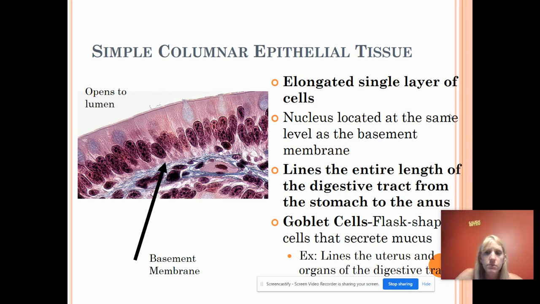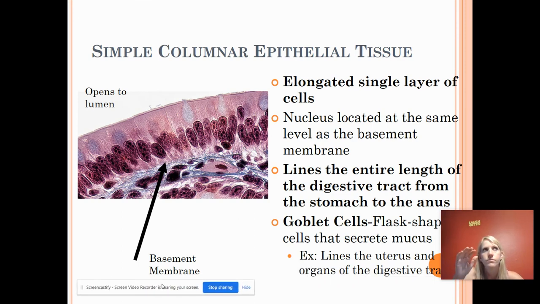Like in the digestive system, they move along your food so it doesn't get trapped, so it doesn't get stuck, or like your uterus, it moves along the egg, so it needs to go where it needs to go. So it adds like a transportation, helps things move. So here again, opens to lumen. Here would be the basement membrane. So this is avascular here.